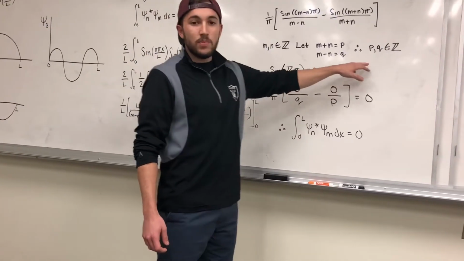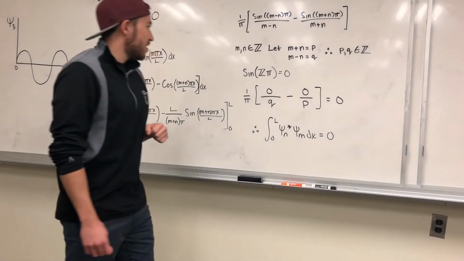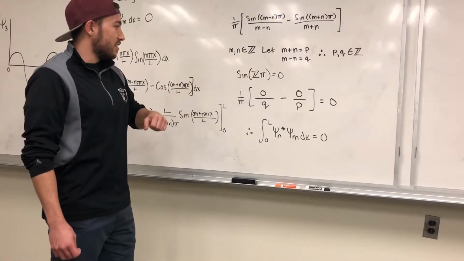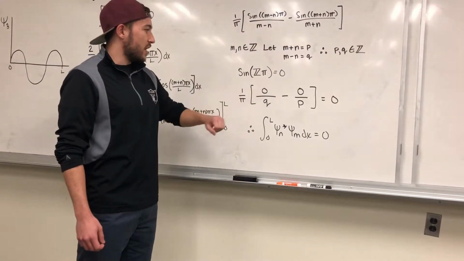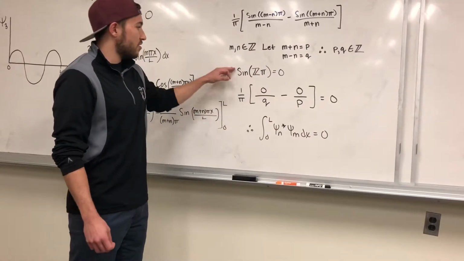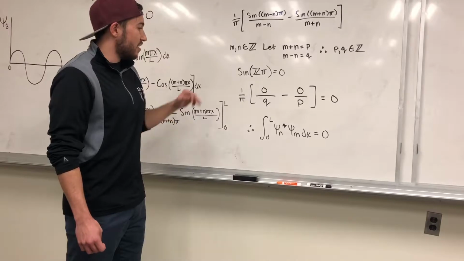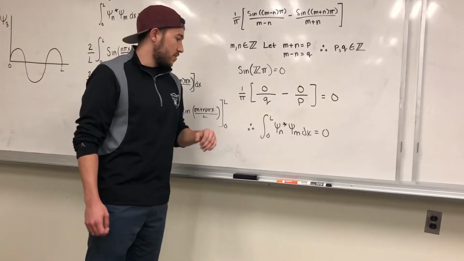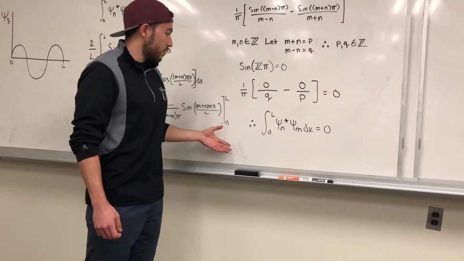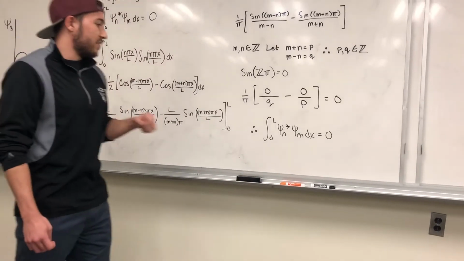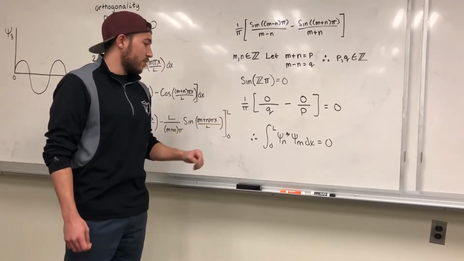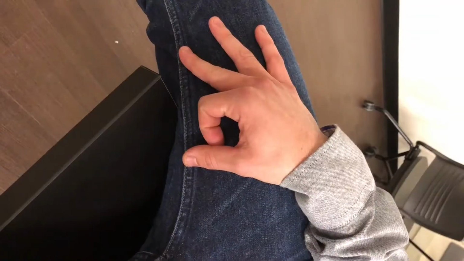So from this, we know that p and q are integer values. So if we take the sine of an integer value times pi, it'll equal 0. So now knowing this, we'll plug that back into our step 4 and prove that it does equal 0. So at the end of this, we will prove what we were saying earlier, that the eigenfunctions multiplied together, taken as an integral from 0 to L, is 0.